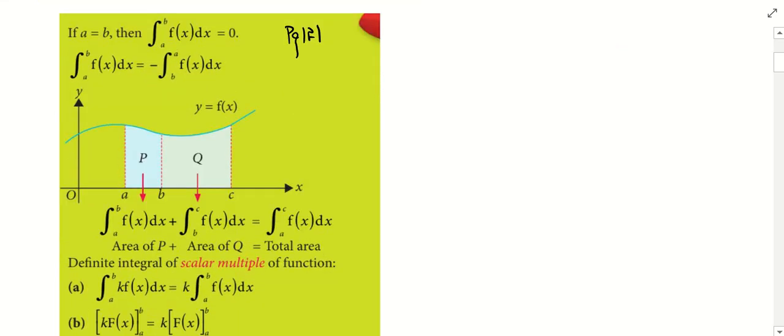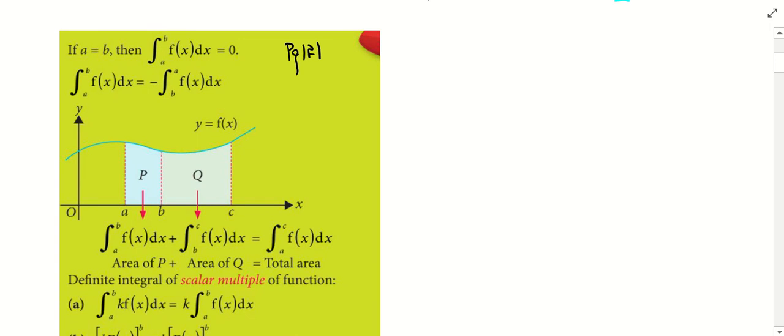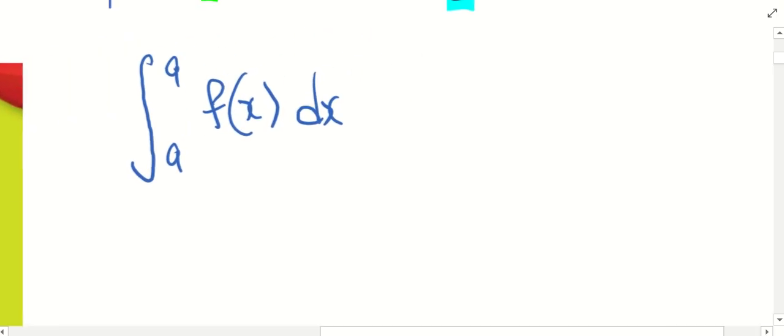However, on page 121, they have some further explanation. I'm going to explain this one very quickly. What if I need to integrate like that? What's the meaning if I were to draw it out? Can you see the upper limit and the lower limit is the same? So what does this look like?